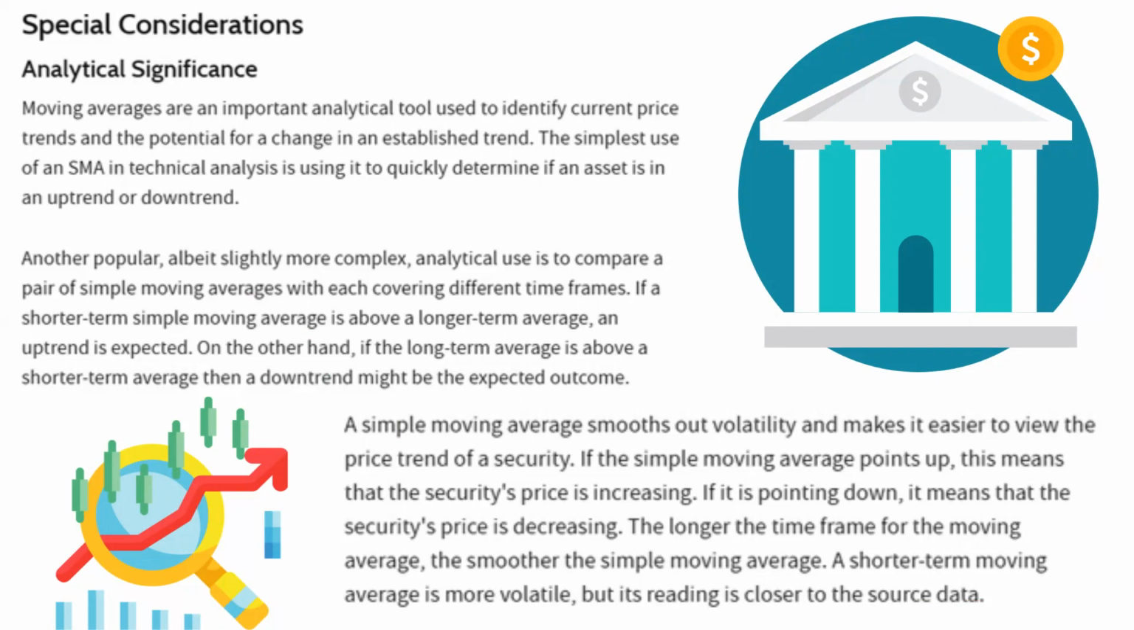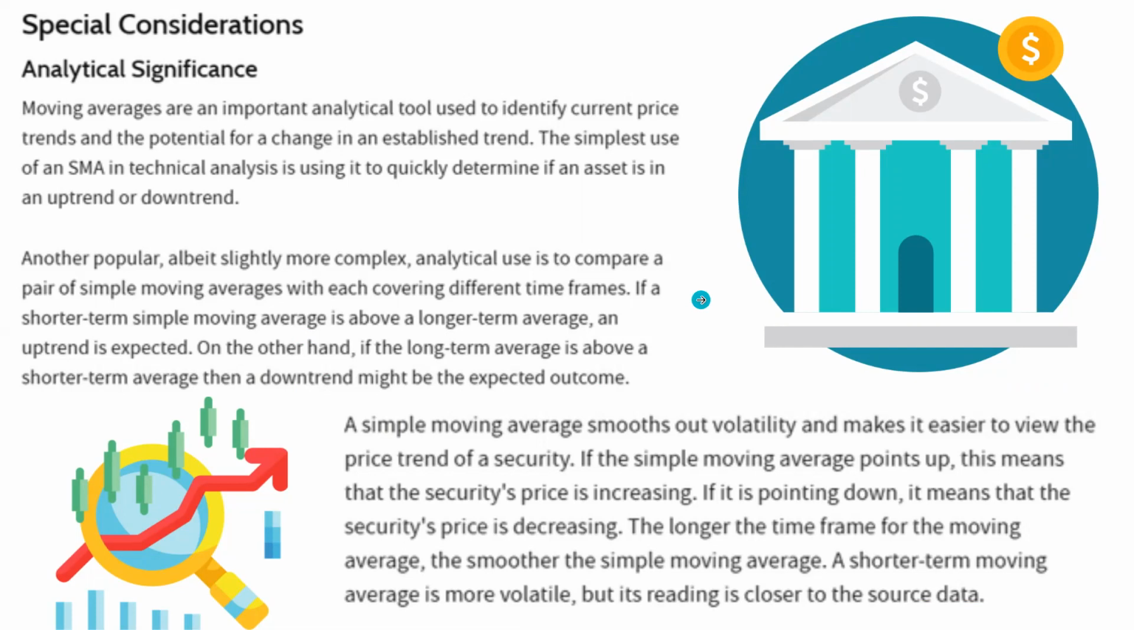A simple moving average smooths out volatility and makes it easier to view the price trend of a security. If the simple moving average points up, this means that the security's price is increasing. If it is pointing down, it means the security's price is decreasing. The longer the time frame for the moving average, the smoother the simple moving average. A shorter term moving average is more volatile, but its reading is closer to the source data.